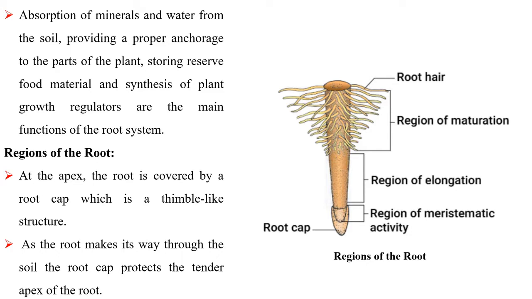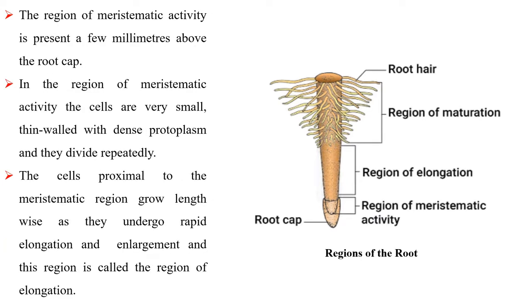Regions of the root. At the apex, the root is covered by a root cap, which is a thimble-like structure. As the root makes its way through the soil, the root cap protects the tender apex of the root. The region of meristematic activity is present a few millimeters above the root cap. In this region, the cells are very small, thin-walled with dense protoplasm, and they divide repeatedly. The cells proximal to the meristematic region grow lengthwise as they undergo rapid elongation and enlargement, and this region is called the region of elongation.